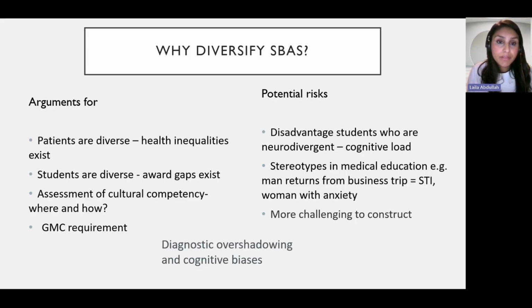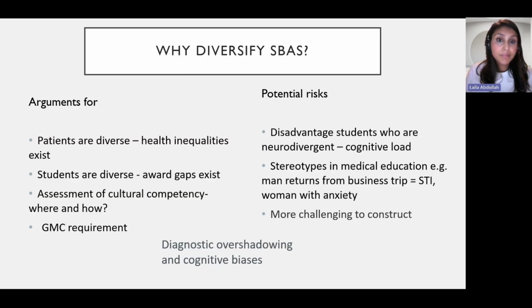There are also some potential risks. One of the reasons why we don't include any unnecessary information in the clinical vignettes is to not disadvantage students who are neurodivergent through cognitive load. Students have 72 seconds to answer each question, so it really should be kept to the bare minimum.